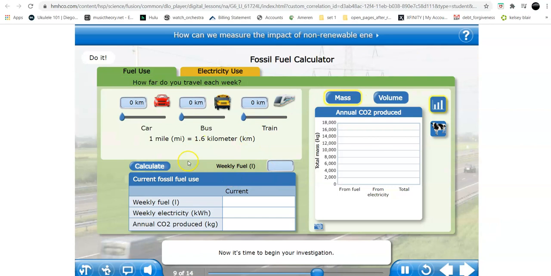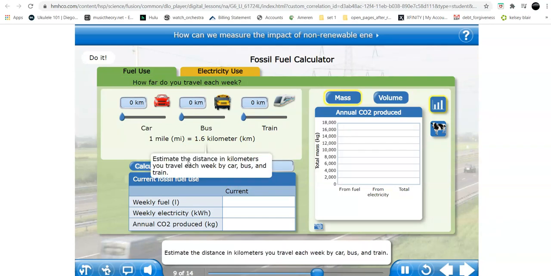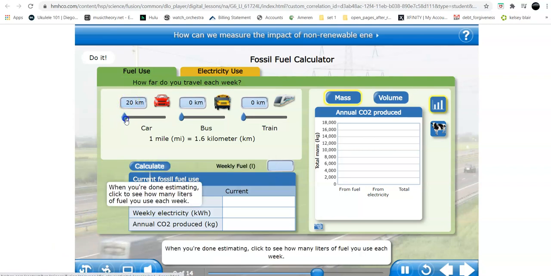Now it's time to begin your investigation. Start with your weekly fuel use. Estimate the distance in kilometers you travel each week by car, bus, and train. Multiply miles by 1.6 to convert the distance to kilometers. All right, so I travel 320. When you're done estimating, click to see how many liters of fuel you use each week.